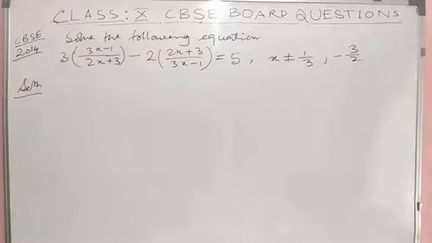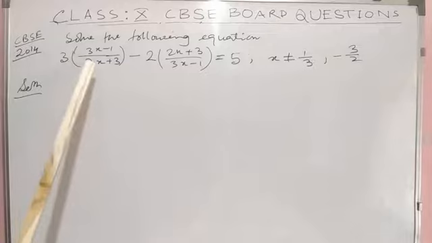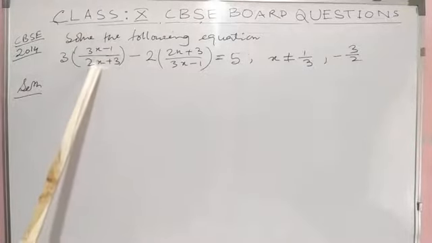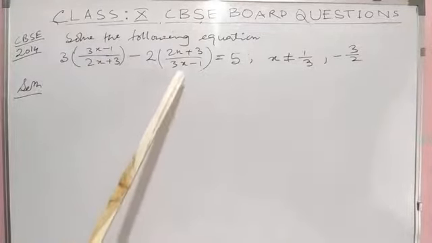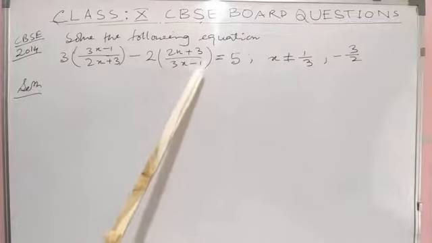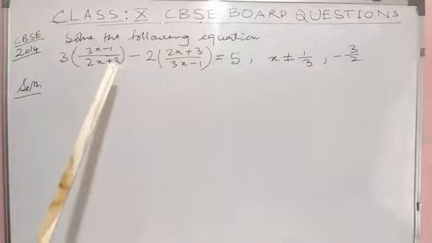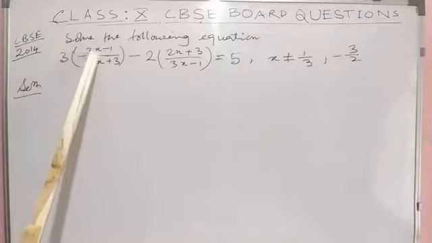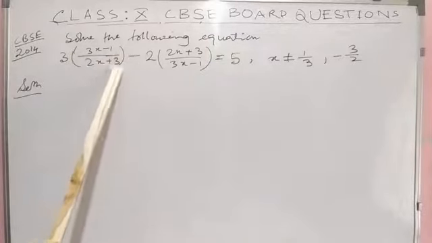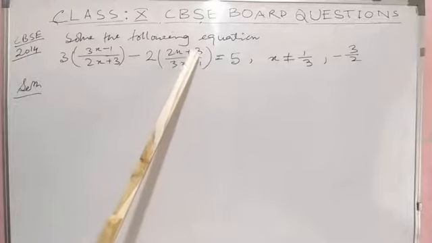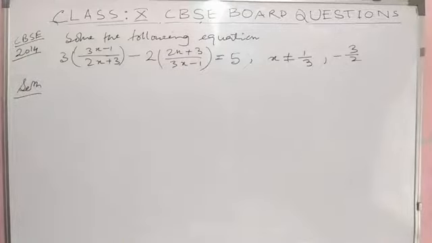Okay, next question you see: solve the equation 3 times (3x minus 1) by (2x plus 3) minus 2 times (2x plus 3) by (3x minus 1) equal to 5. We have to solve this equation. So here one thing to say is this is a different type of question, a little bit, given in board exams. 3x minus 1 by 2x plus 3, but here 2x plus 3 by 3x minus 1. This one is the reciprocal of the other.